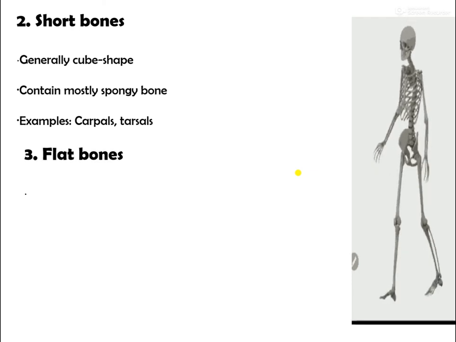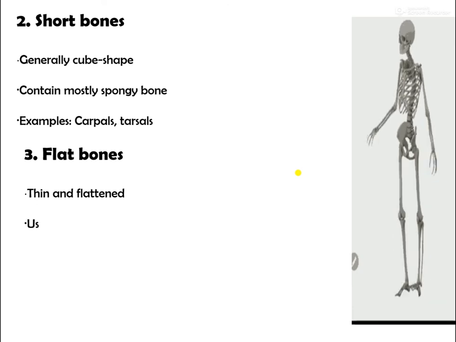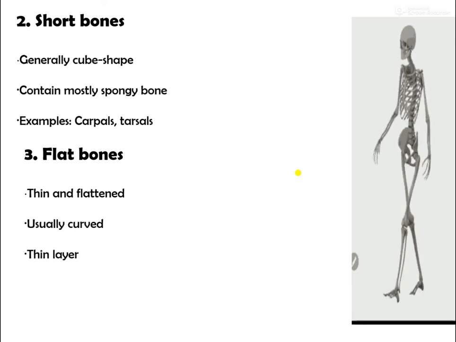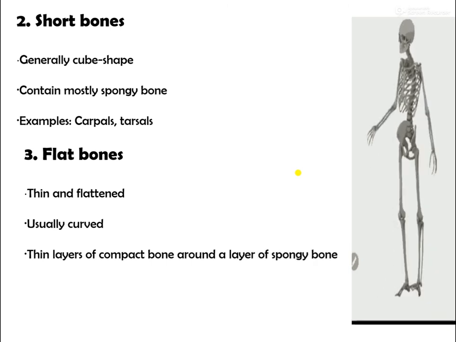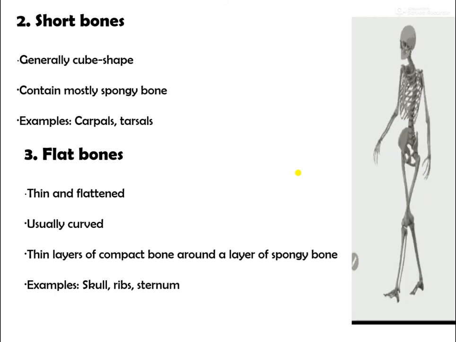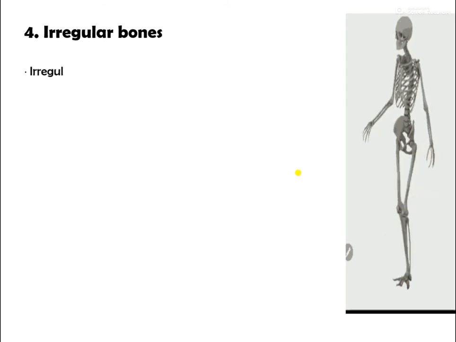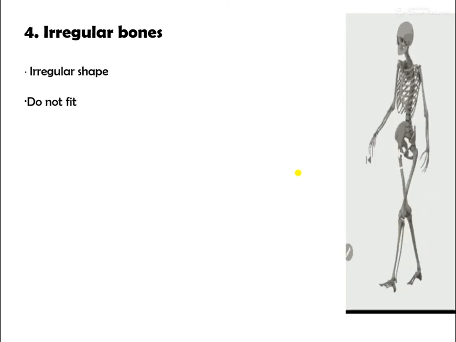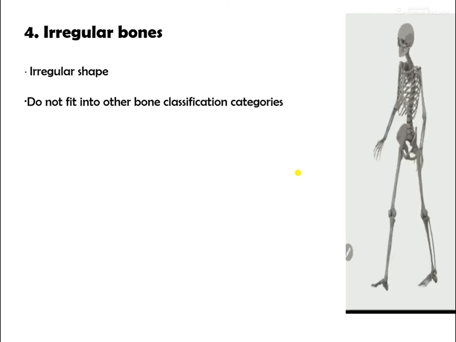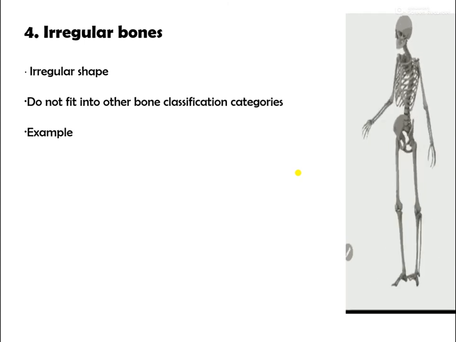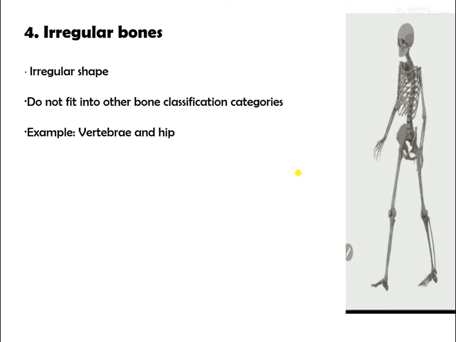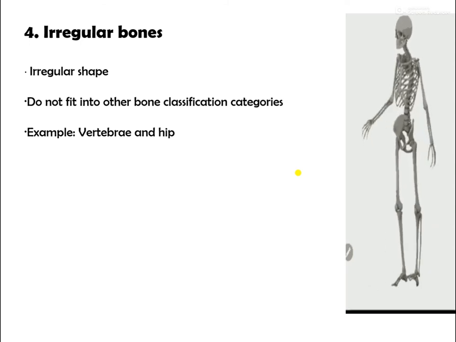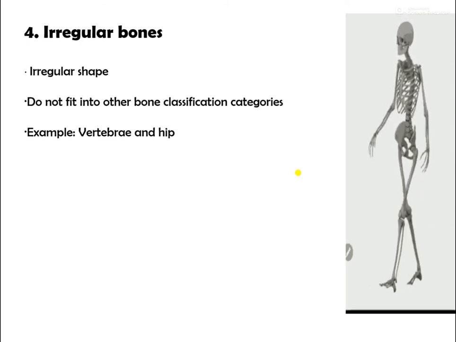Third one is the flat bone, which is thin and flattened, usually curved. It has thin layers of compact bone around a layer of spongy bone. Examples are the skull, ribs and the sternum. Irregular bone: this irregular shape does not fit into other bone classification categories. Examples are the vertebra and the hip bone. There are four types of bone: long bone, short bone, flat bone and irregular bone.